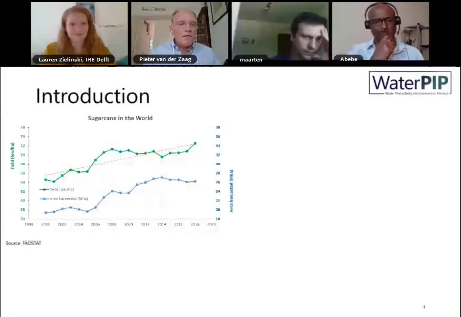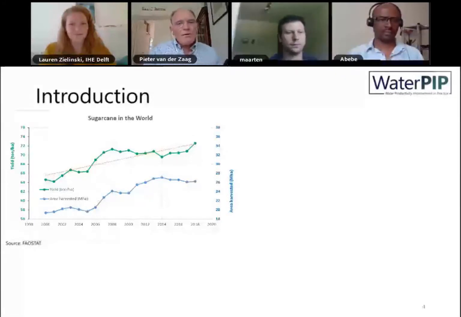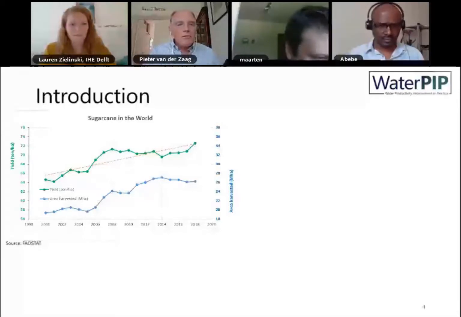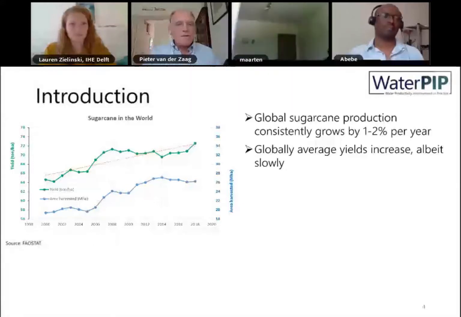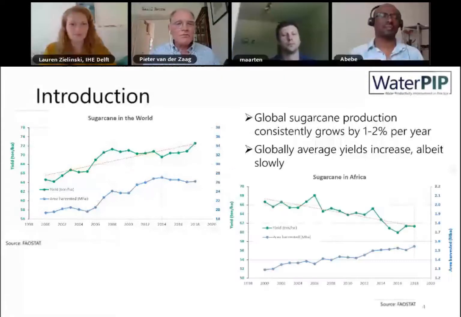This is the graph from FAO data. We don't know how reliable these data are, but the green line is the yield in tons per hectare, and the blue line is the area harvested. So you see a nice increase. There's an increase of 1 to 2% per year. The average yield increases, but very slowly. It looks steep, but it is not so steep. It depends on the scale.